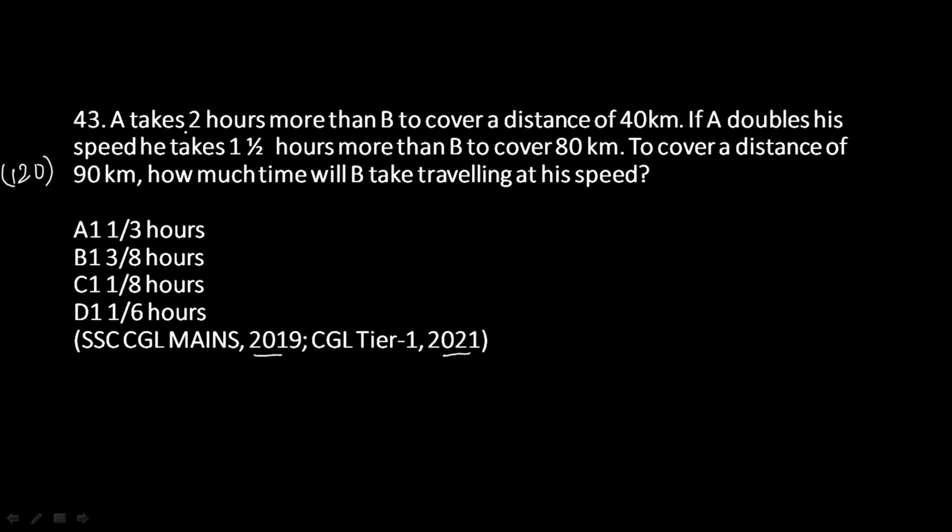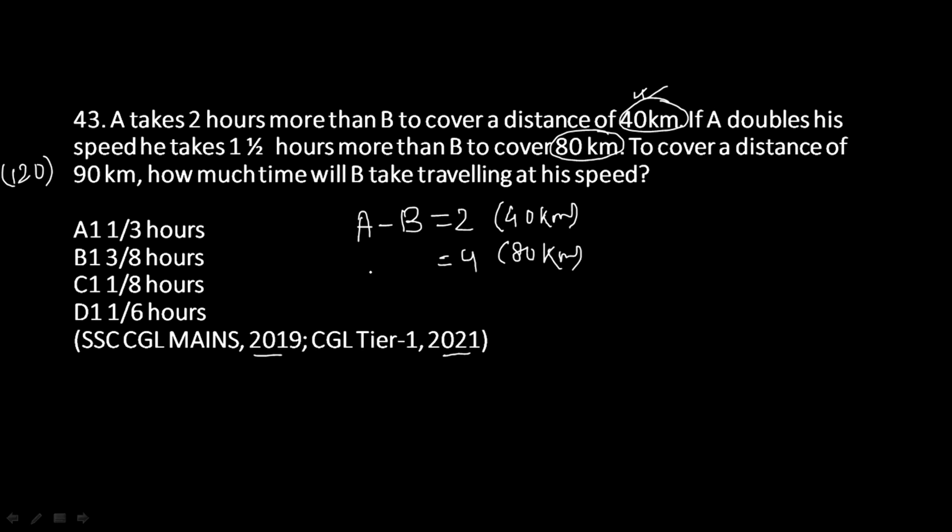Look at it carefully. In the first case the distance is 40 km, but in the second case it is 80 km, right? So we have to equalize the distance for the betterment of the calculation. In the first case it says A minus B is 2 when it is covering 40 km, right? So if it is covering 80 km, then it will take 4 hours extra. A minus B will be 4 in that case, right? So now this distance is equal, both are 80 km.